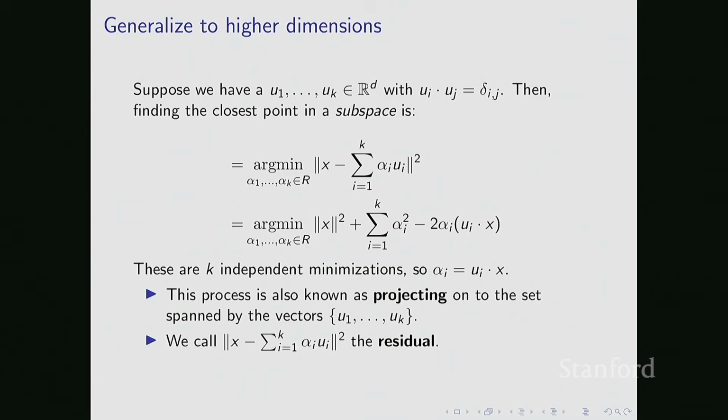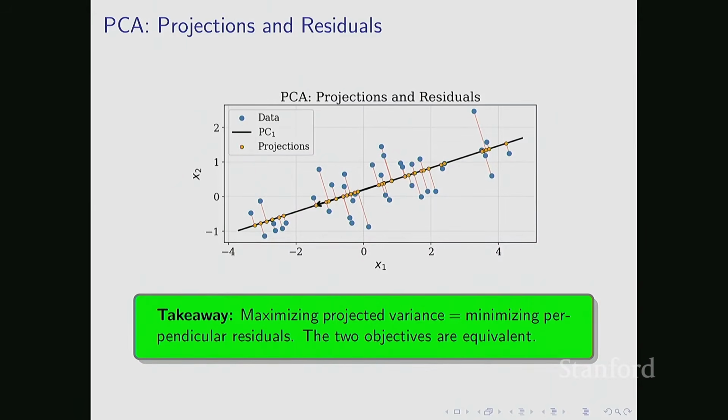Cool. Now, the other bit of terminology is this is called the residual. This is the distance to the line or the plane. The residual squared. Okay? So let me show you a picture. Here's data points. Here's a line through them. Here's some residuals. So maximizing the projected variance equals minimizing the perpendicular residuals. Those two things are actually the same. We were maximizing how much we explained away, right? We could either minimize the residual or we could maximize the explained variance.